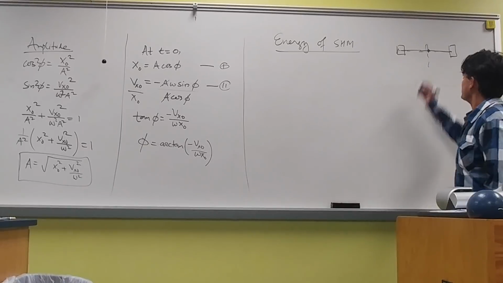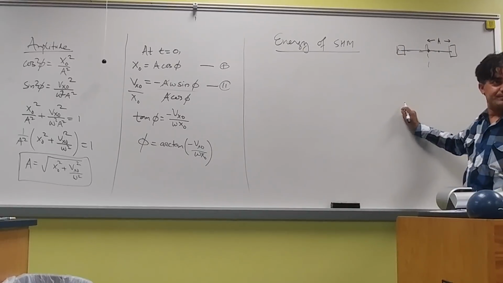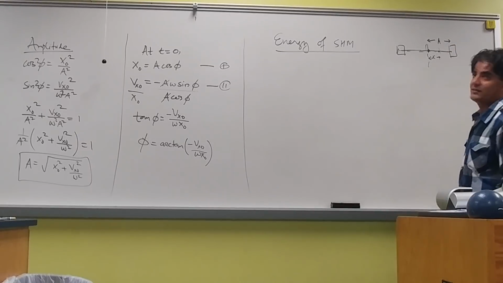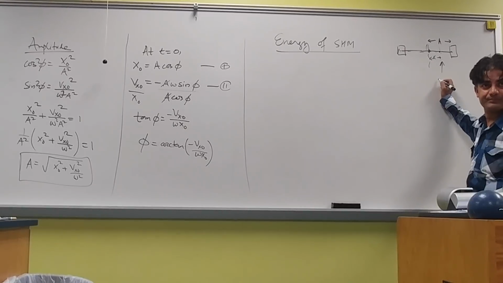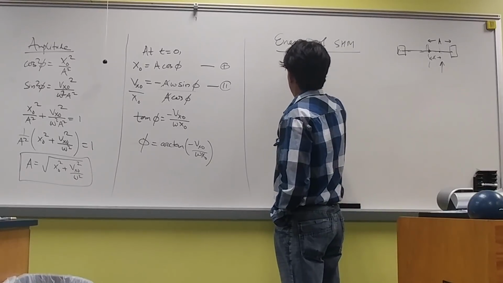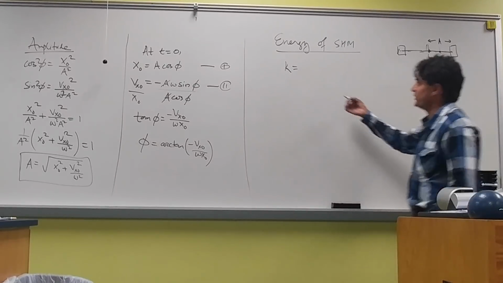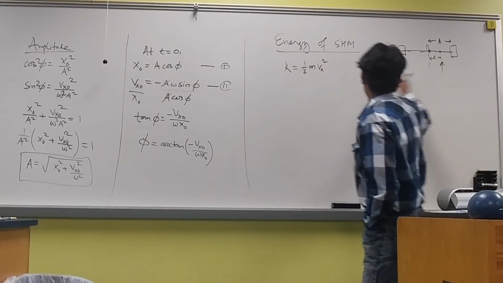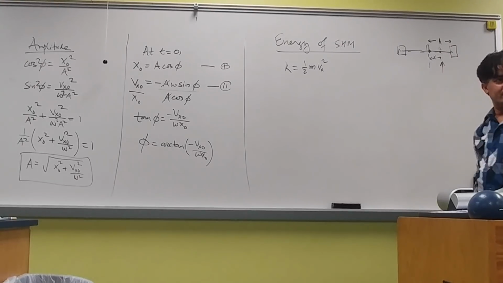So let this one be A. A is the maximum amplitude. At a small distance, let's say x, this is at point x. At this point you have both potential and kinetic energy, isn't it? What will be your K at this point? K is 1/2 mv square, where v is the velocity at x. I write here Vx.